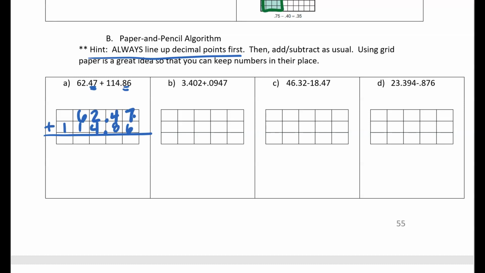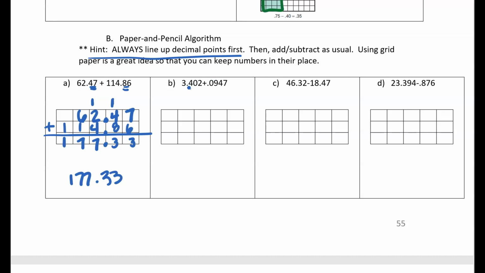And I'm going to add just like I would without the decimal places, I'm just going to carry those decimals down. So 7 plus 6 is 13, carry the 1. 8 plus 4 is 12, plus 1 is 13, carry the 1. 4 plus 2 is 6, plus 1 is 7, and then I carry down the 1. So 177.33. Okay, let's do the next one.